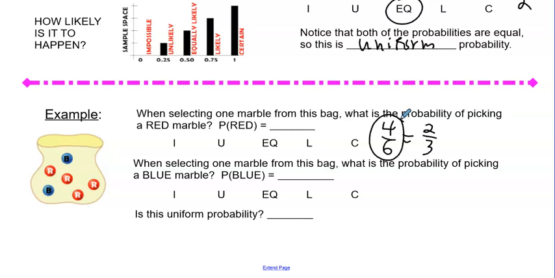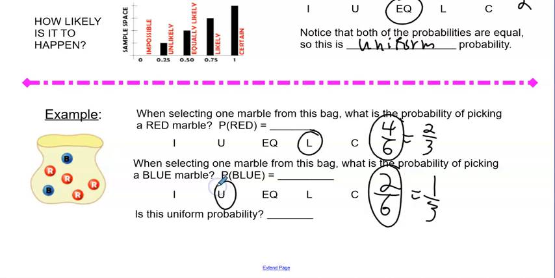So, it's more likely that you'll get a red than a blue, because that's over 50%, over halfway, which would be 3 out of 6. Blue would be 2 out of 6, also known as 1 out of 3, but again, you can just leave it there. You're less likely of getting a blue than a red. Therefore, this is not uniform probability.